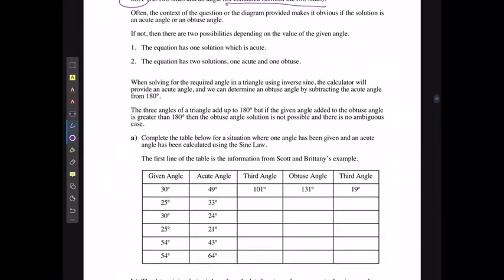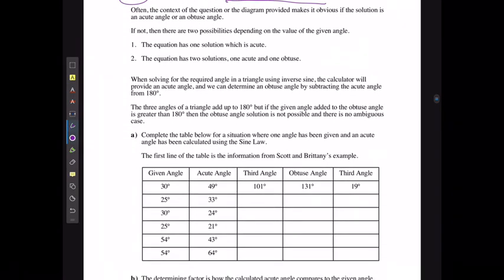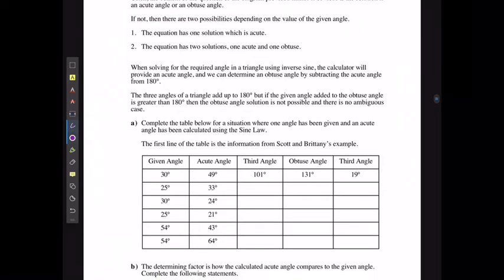So, if I'm completing the table below for a situation where one angle has been given and an acute angle has been calculated using the sine law, well, if the given angle is 25 and the acute angle for this is 33 degrees, then the missing angle would be 122 degrees. And all three of these are going to add up to 180.